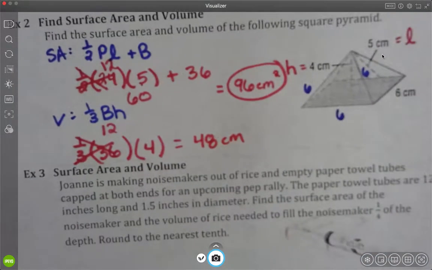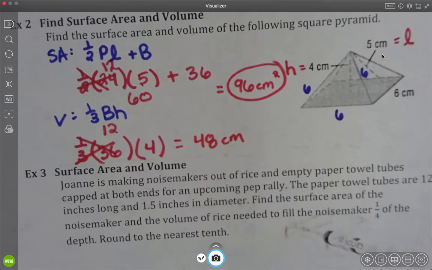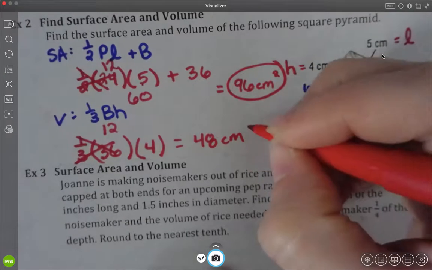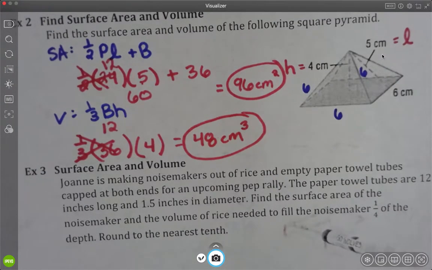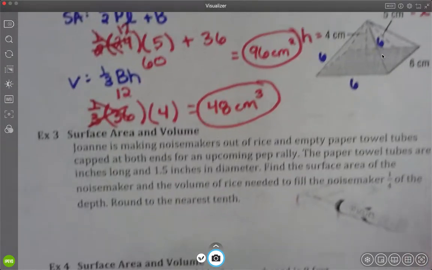We're dealing with volume. What are the units on volume? Do you remember? Cubed. Volume is 3-dimensional, so it is cubic. Okay. Volume, cubed.